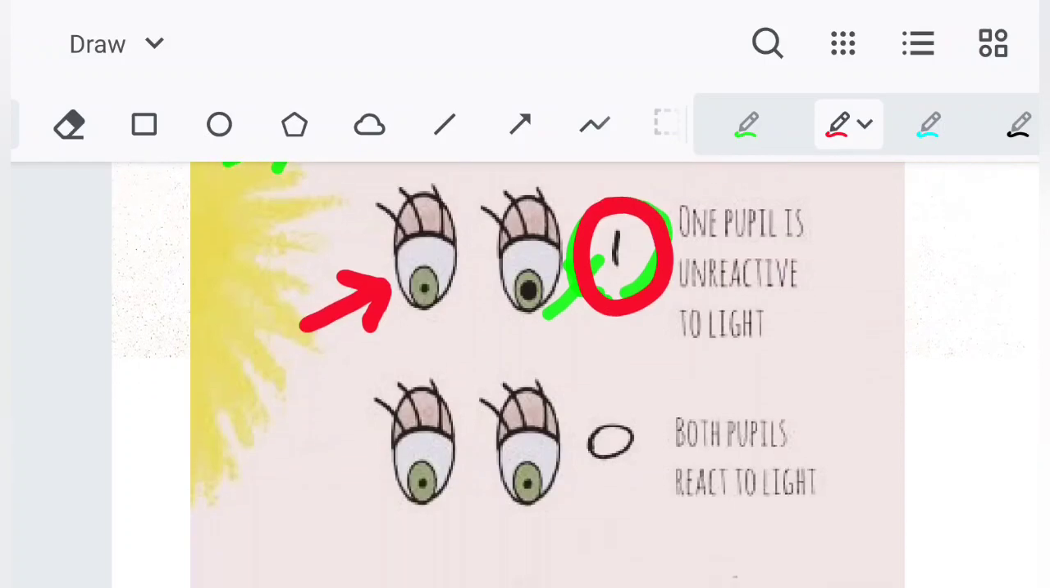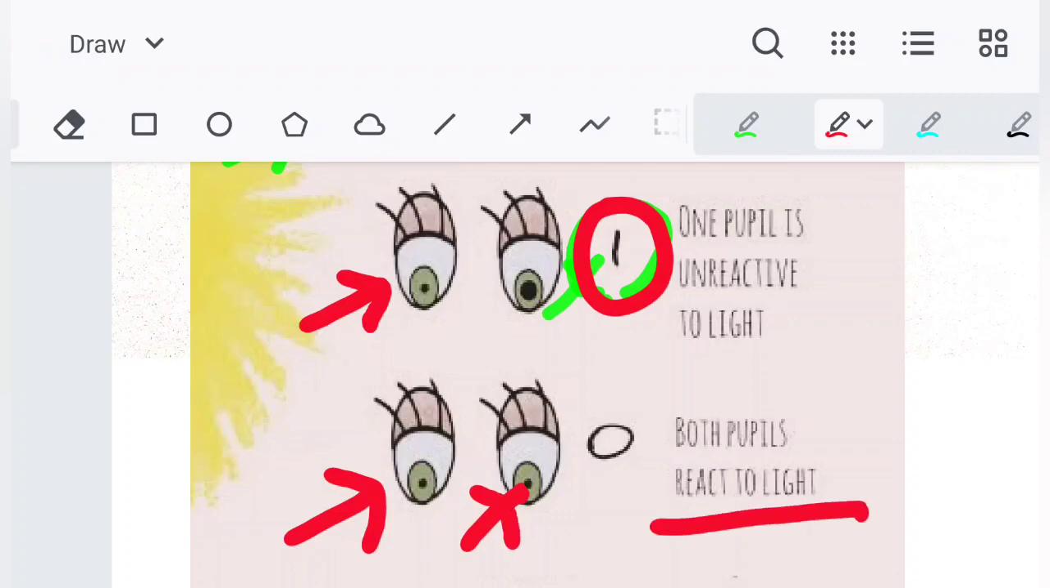Then if both the pupils are constricting to light, so both the pupils are reactive, the score given is 0.